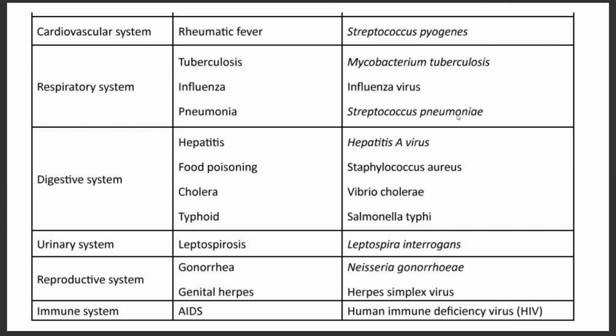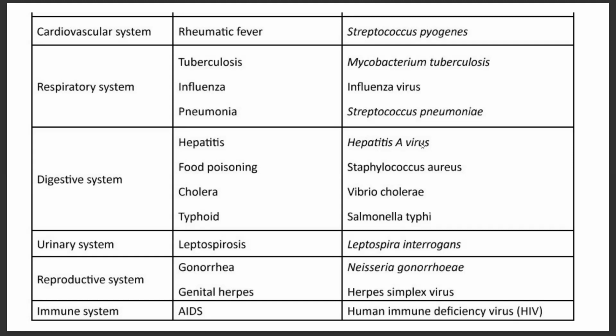Then digestive system, hepatitis, right? Hepatitis A virus. Food poisoning, Staphylococcus aureus. Then cholera, Vibrio cholerae, right? Typhoid, Salmonella typhi. Salmonella typhi, Vibrio cholerae, and Staphylococcus aureus should all be italicized. And hepatitis A virus should be written normally because it's a virus.